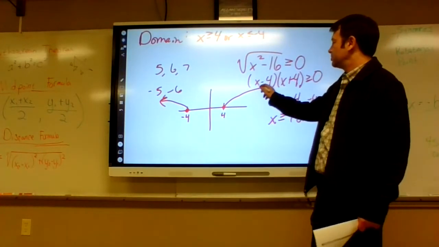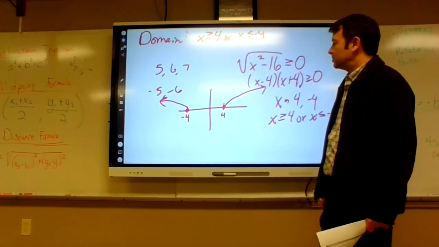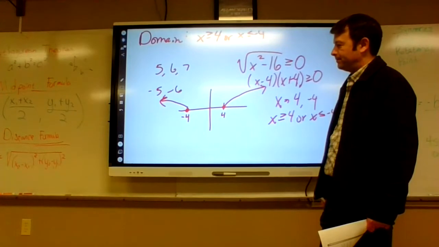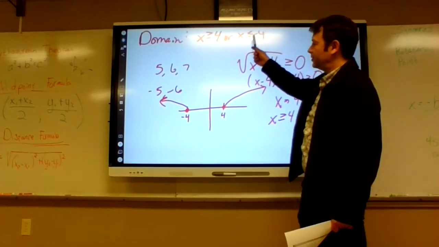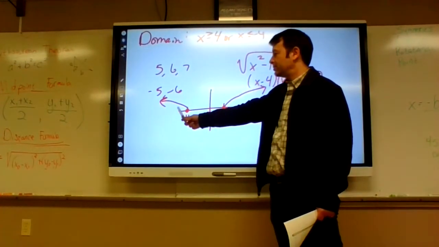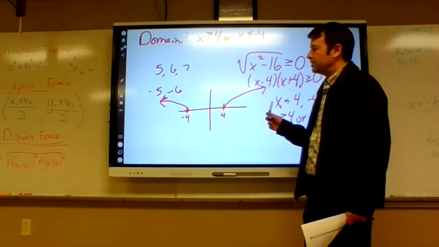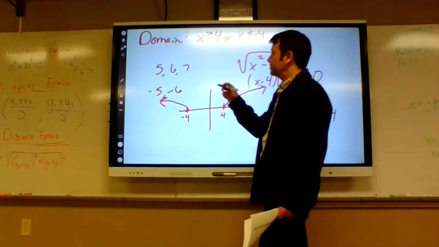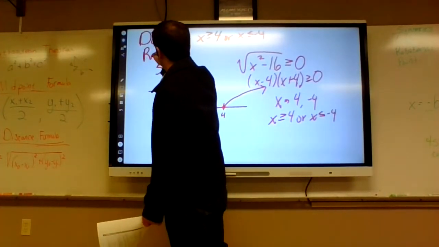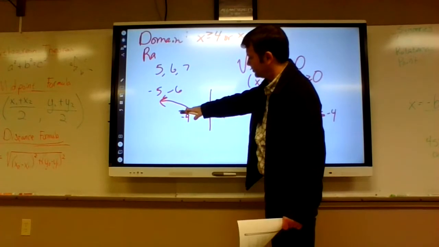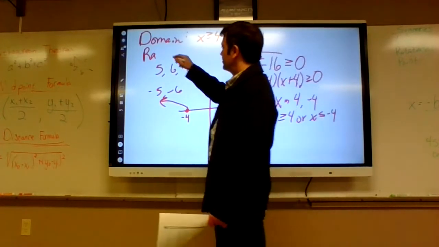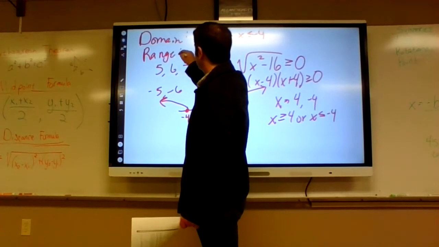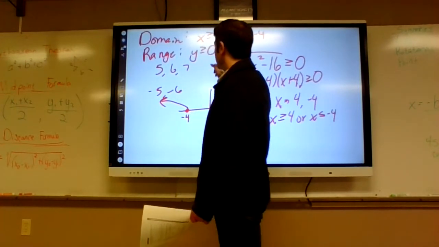So, all real numbers? No. No solution? Less than or equal to negative 4, greater than or equal to 4, that was the domain. Range, greater than or equal to 0. Why is it greater than or equal to 0? Because the graph goes down to 0 and goes up forever. So the range is y is greater than or equal to 0.